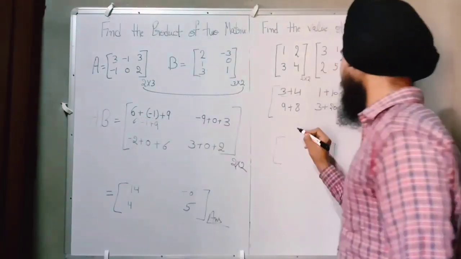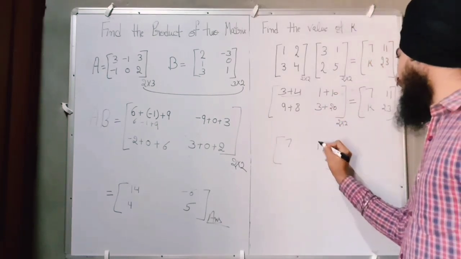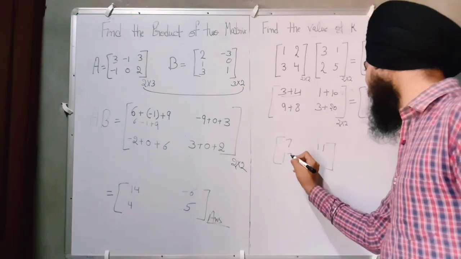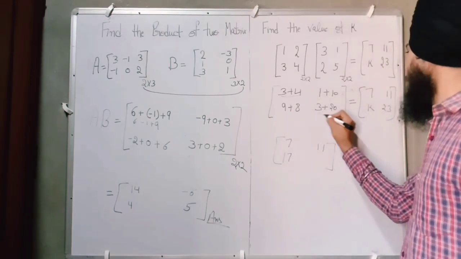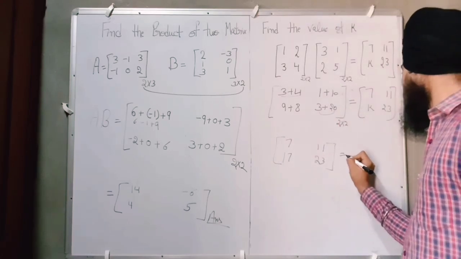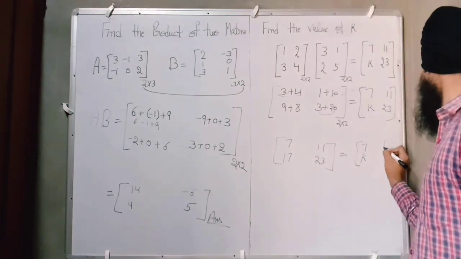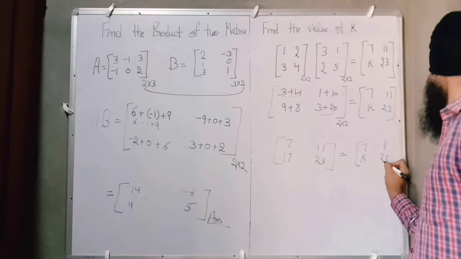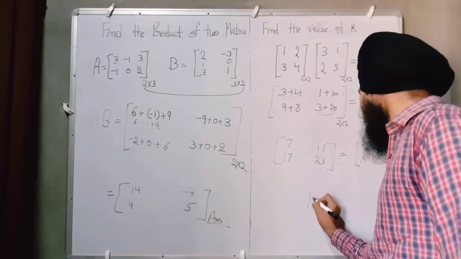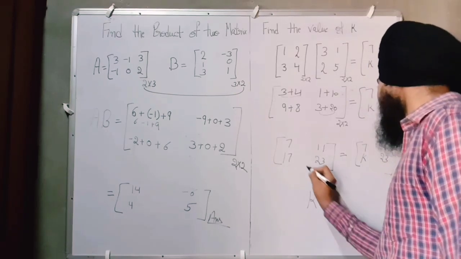3 plus 4 is equal to 7. 1 plus 10 is equal to 11. 9 plus 8 is equal to 17. 3 plus 20 is equal to 23. This is equal to 7 k 11 23. From this, the value of k is equal to 17.